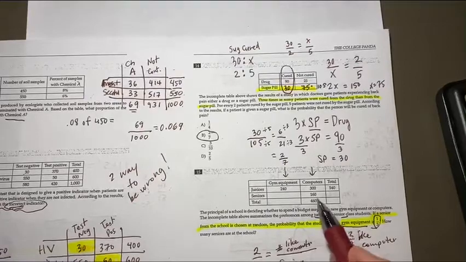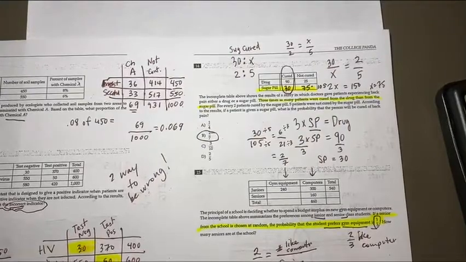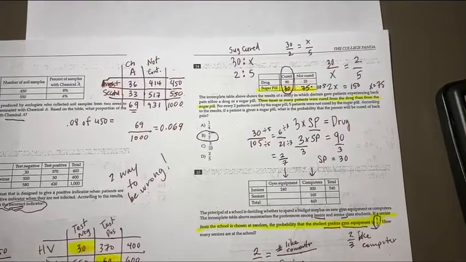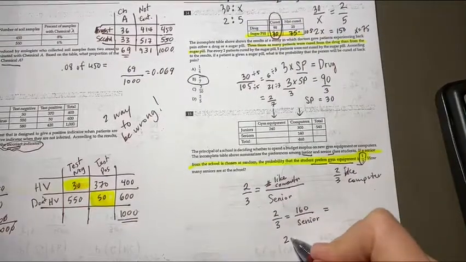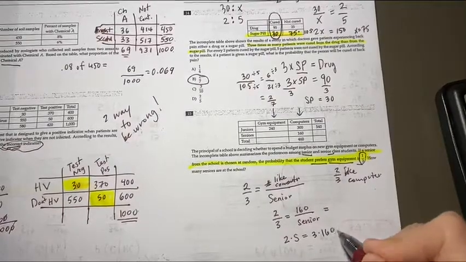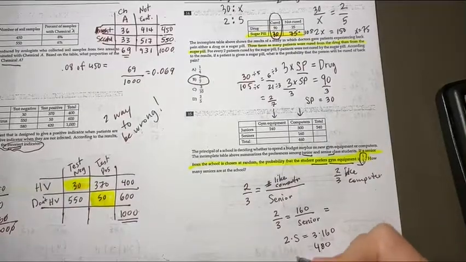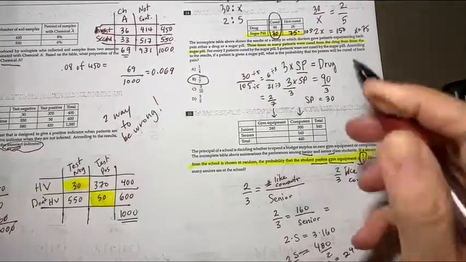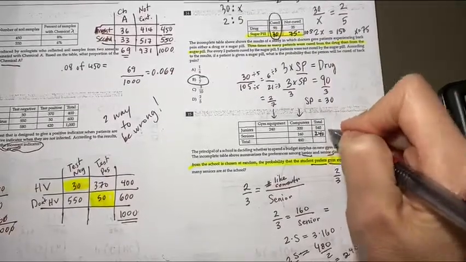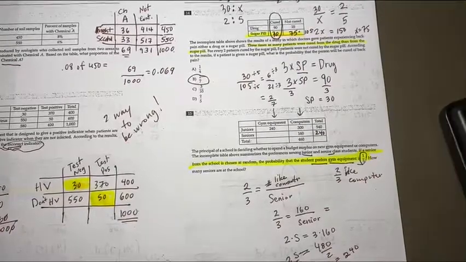You also know the number of seniors that liked computers. It's 160. So 2/3 is equal to 160 over, and now we can solve for how many seniors are there by cross multiplying. Okay, so if we cross multiply here, we get 2 times seniors equals 3 times 160. So we get 240. So there's a total of 240 seniors. Now, using the complement rule, we can subtract 160 from 240 and get 80.